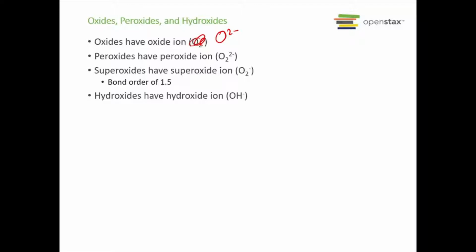Peroxides are O2 2-, and superoxides are O2-. And these superoxides have a bond order of 1.5. Hydroxides have the OH- hydroxide ion.